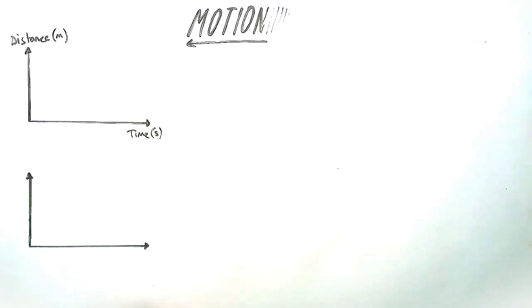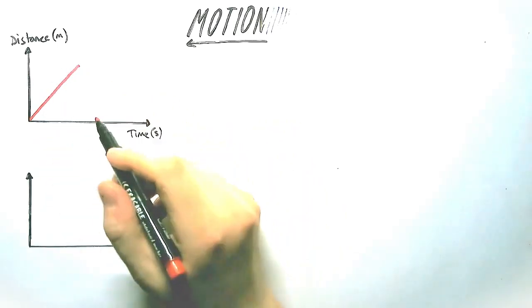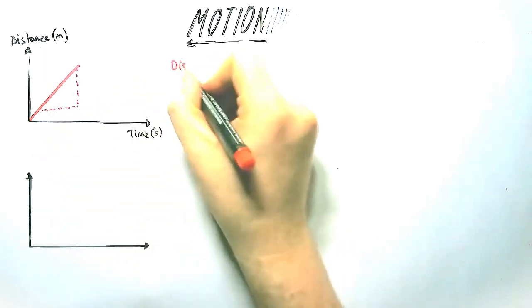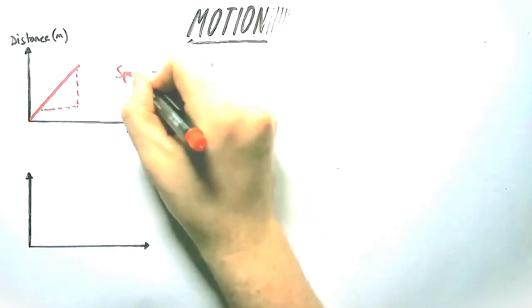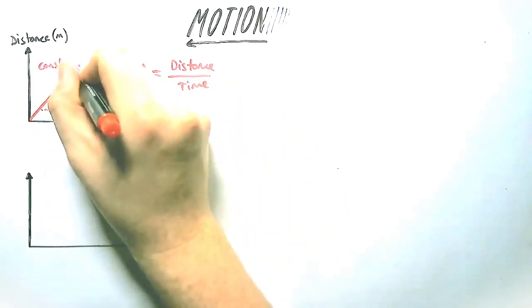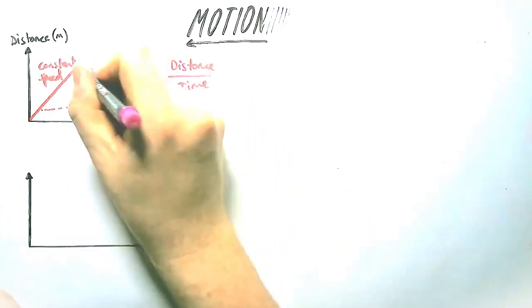One of the best things about physics is we can use it to accurately describe different things and their motion. So let's imagine we've got a car and we plot its distance over time on a distance time graph. Now, if its distance goes up in equal intervals along with time, we say it's traveling at a constant speed. Speed is distance divided by time, meaning that is constant.